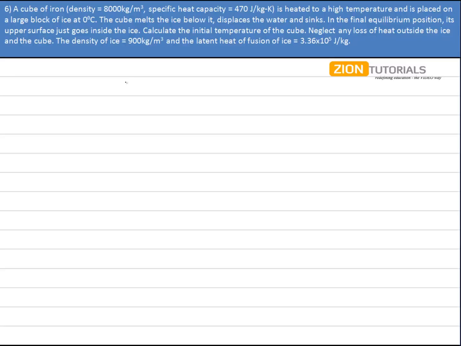Alright, now one thing, first of all, let the volume of the cube be V. Alright, so the mass of the cube will be density times volume, so density of iron into its volume. Fine, this is the mass.